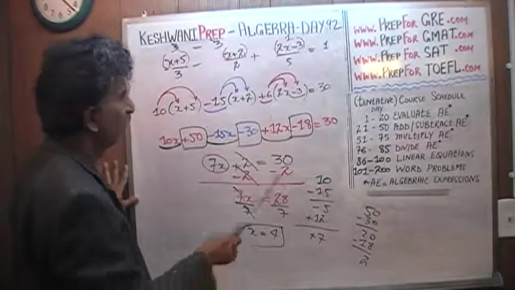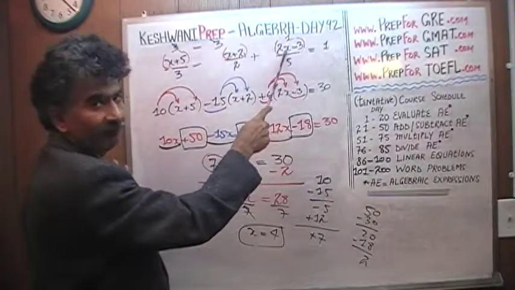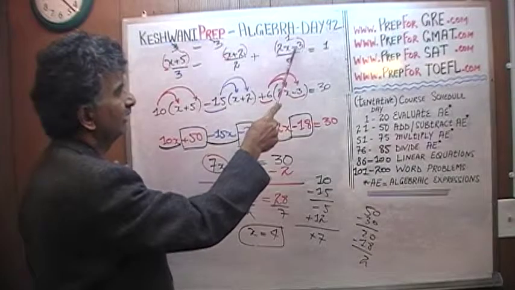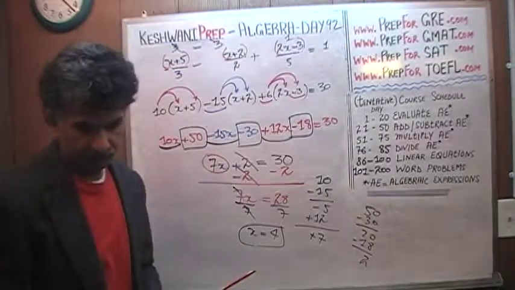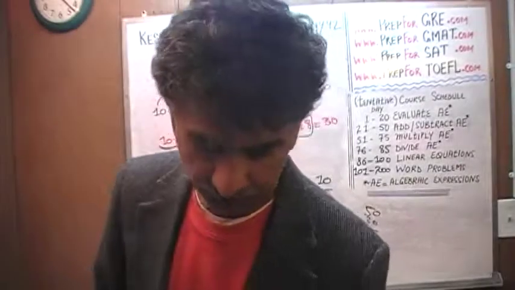Let's put x equal to 4 in here. 2 times 4 is 8. 8 minus 3 is 5. 5 divided by 5 gives us the 1 that we need here. Well, it fits, it works, everything is fine.